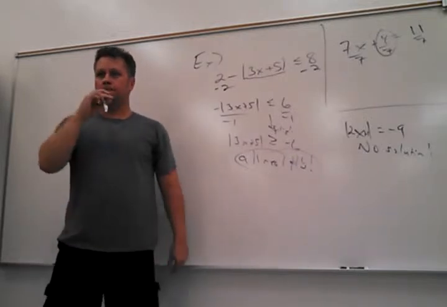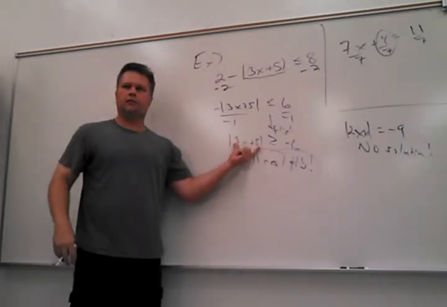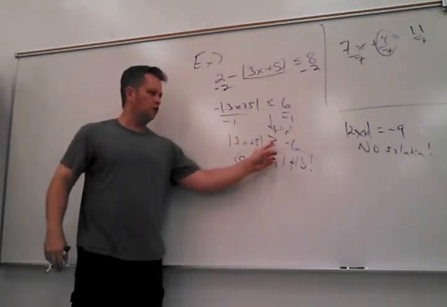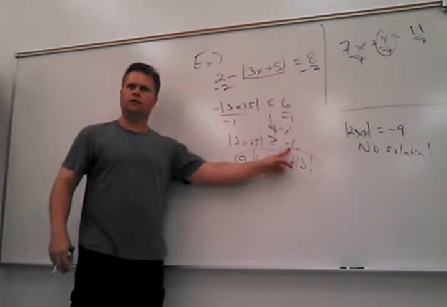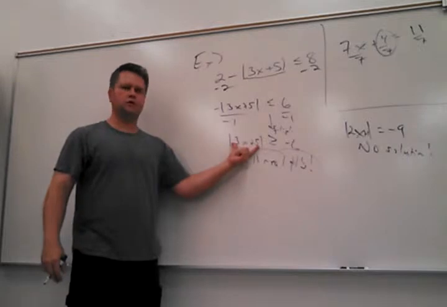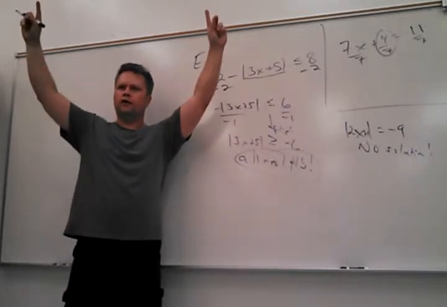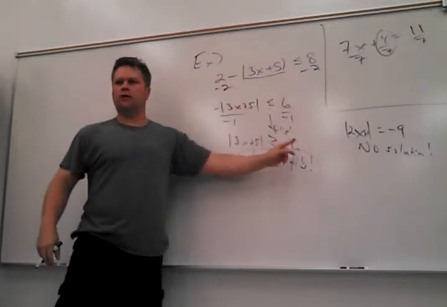Wait, why is it all real numbers again? Because any number that I put inside here will always be bigger than a negative number. Every absolute value is bigger than a negative. The smallest this could be is 0. Otherwise, it's going to be positive, right? So it's always going to be bigger than a negative number.